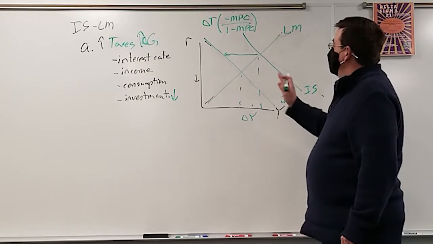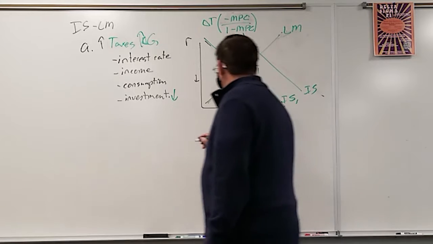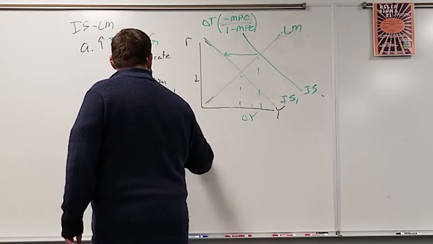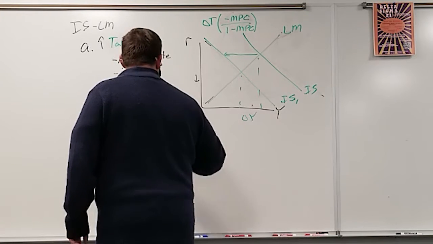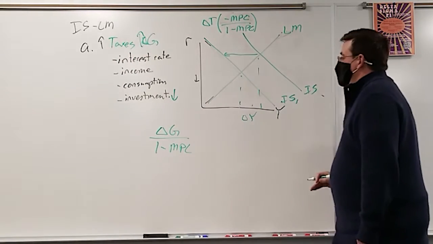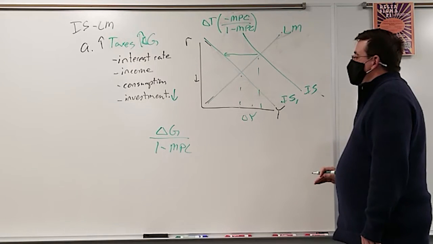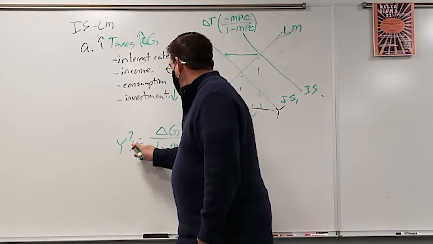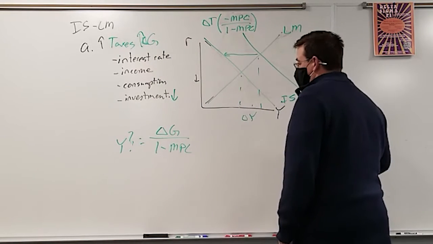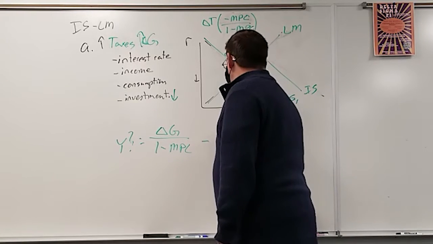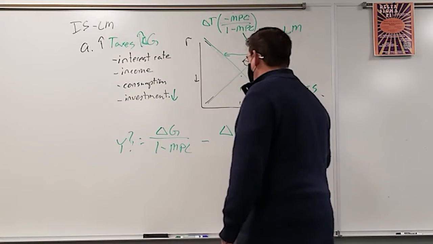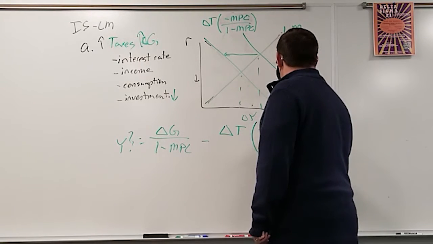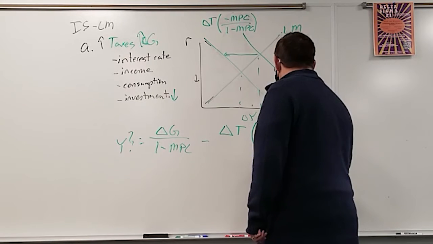The increase in government spending shifted y to the right by an amount equal to dG over 1 minus MPC. The increase in taxes shifts, and we're talking about what happens to y here, question mark? Well, that decreases output by dT multiplied by minus MPC over 1 minus MPC.